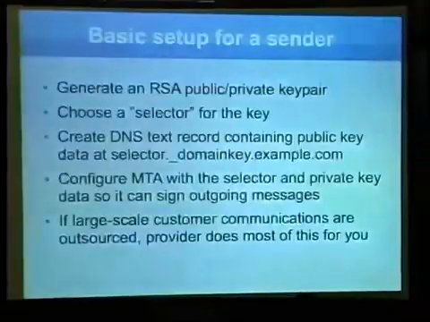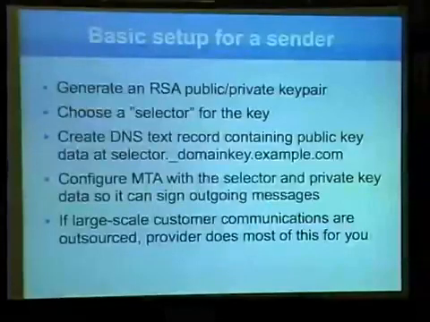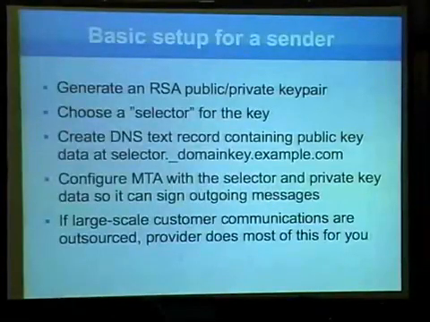Right. So if you want to set up DKIM, the first thing you need is an RSA key pair. Then you choose what's known as a selector. This is just an arbitrary string. It's a label for your key. Then you set up your DNS records. I'm going to show you how that works in a few minutes. You configure the mail server with that selector and private key so that it can properly mark your messages up.